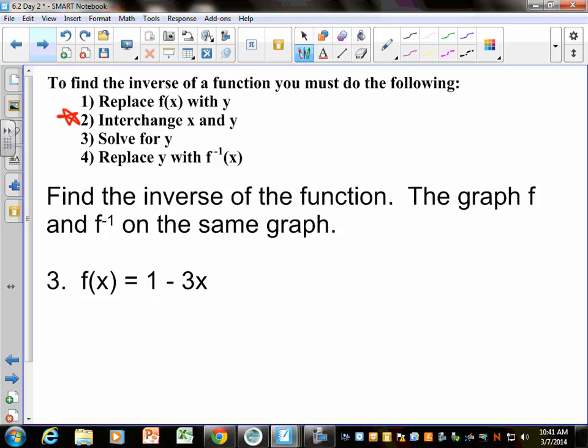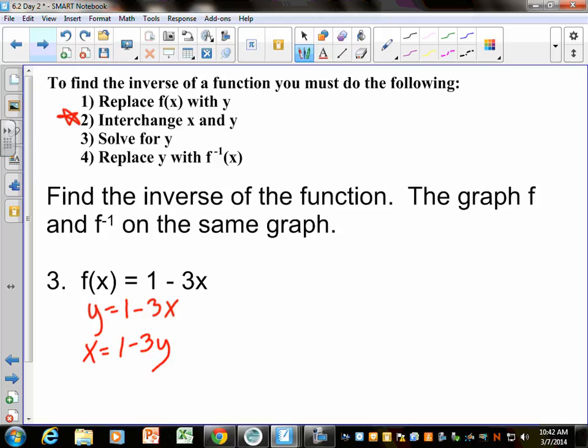So find the inverse. When you're finding the inverse, if you can do this all in one step, do it all in one step. But this is the same as y. So this is what I mean by step 1, replace f of x with y. Step 2, switch x and y. You can do that all in one step, right? You could automatically say that this is the same as saying x equals 1 minus 3y.